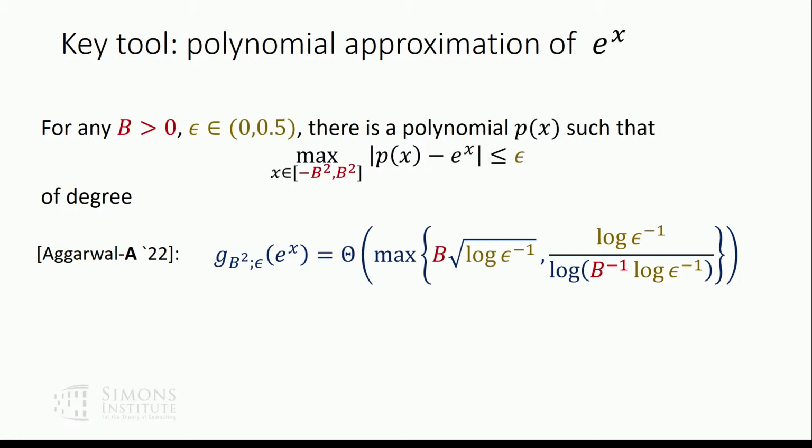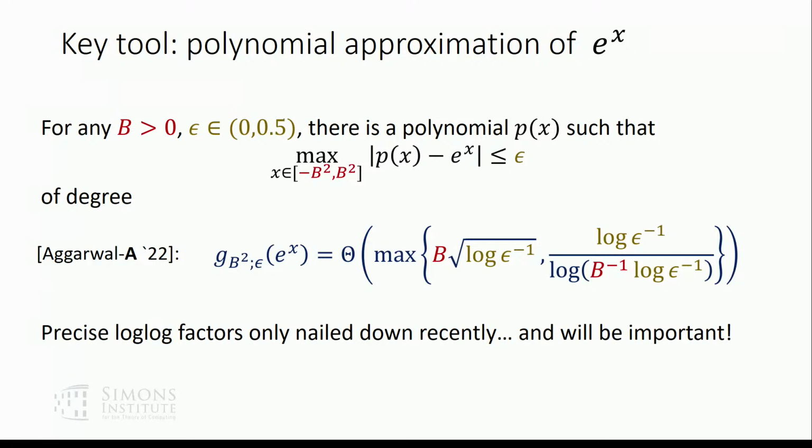Okay, one of those is a b times square root log 1 over epsilon, and others are more like log 1 over epsilon over some log factors. And actually, interestingly, the details of what these log factors are was only nailed down recently in this work last year, and it's going to turn out to be really, really important for our algorithm. So we'll see in a couple of slides, but figuring out what these logs were will turn out to be important for making our algorithm fast enough. And this is tight. We have matching upper and lower bounds that this is the degree you can get.